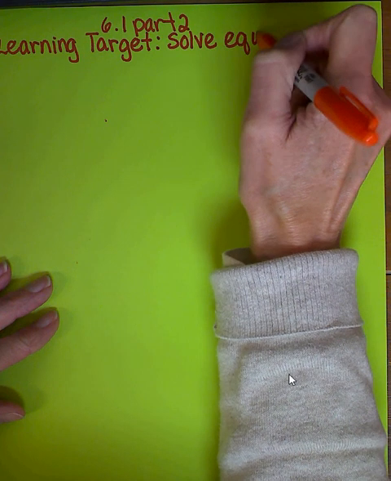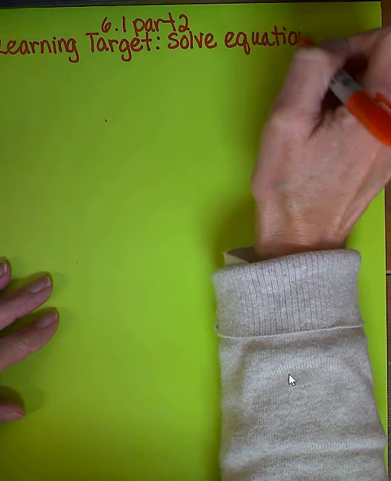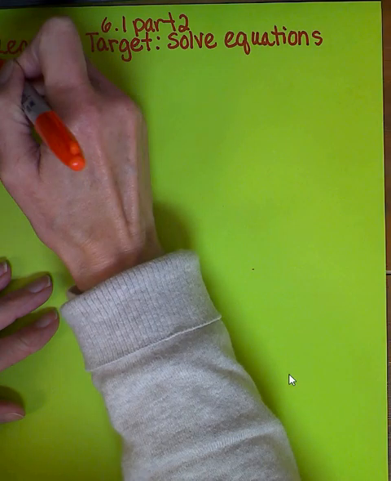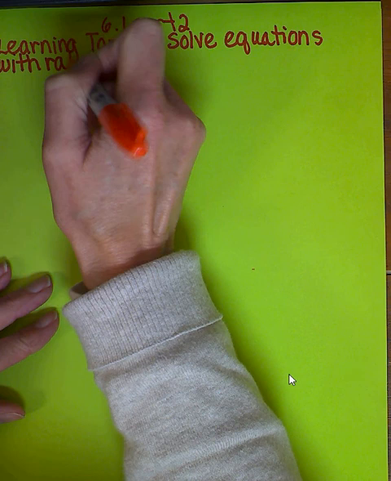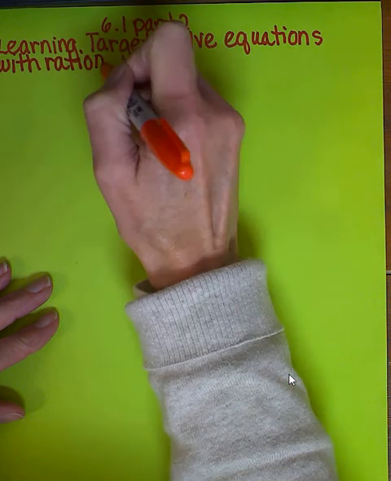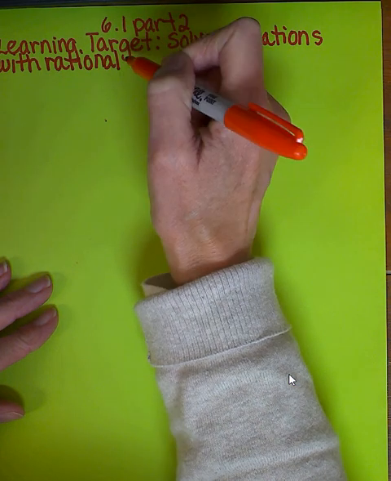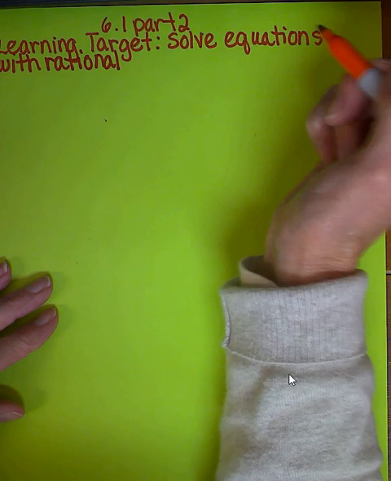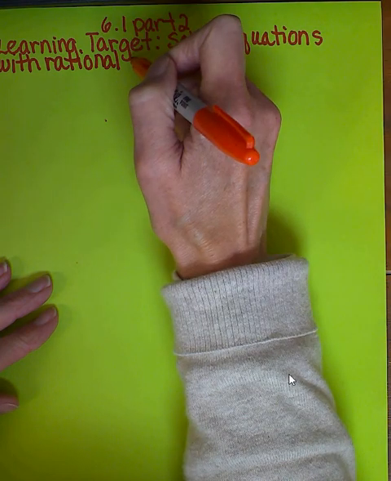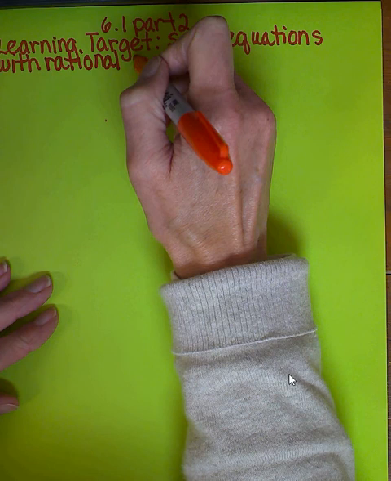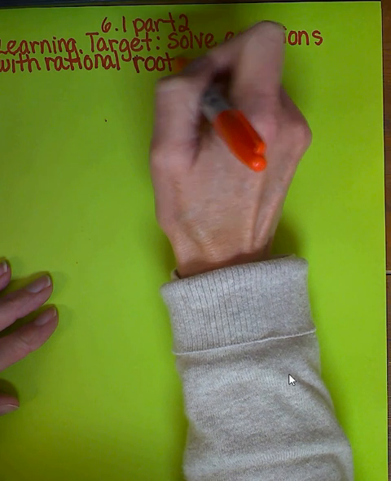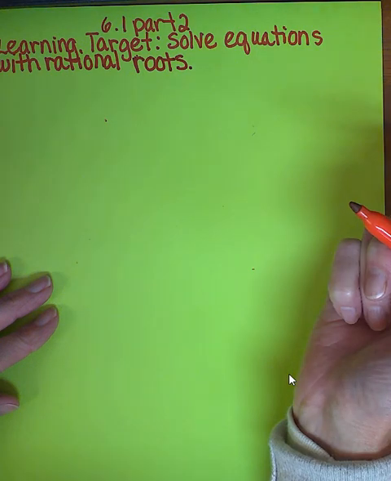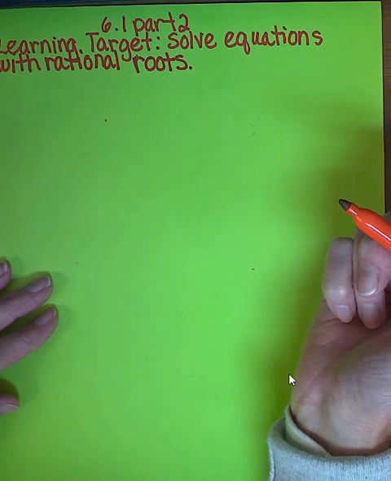equations with rational exponents. And remember, the rational numbers are numbers that are written as fractions. And we can call this rational solutions, or the book also uses the word roots. And that's another word that means solutions.